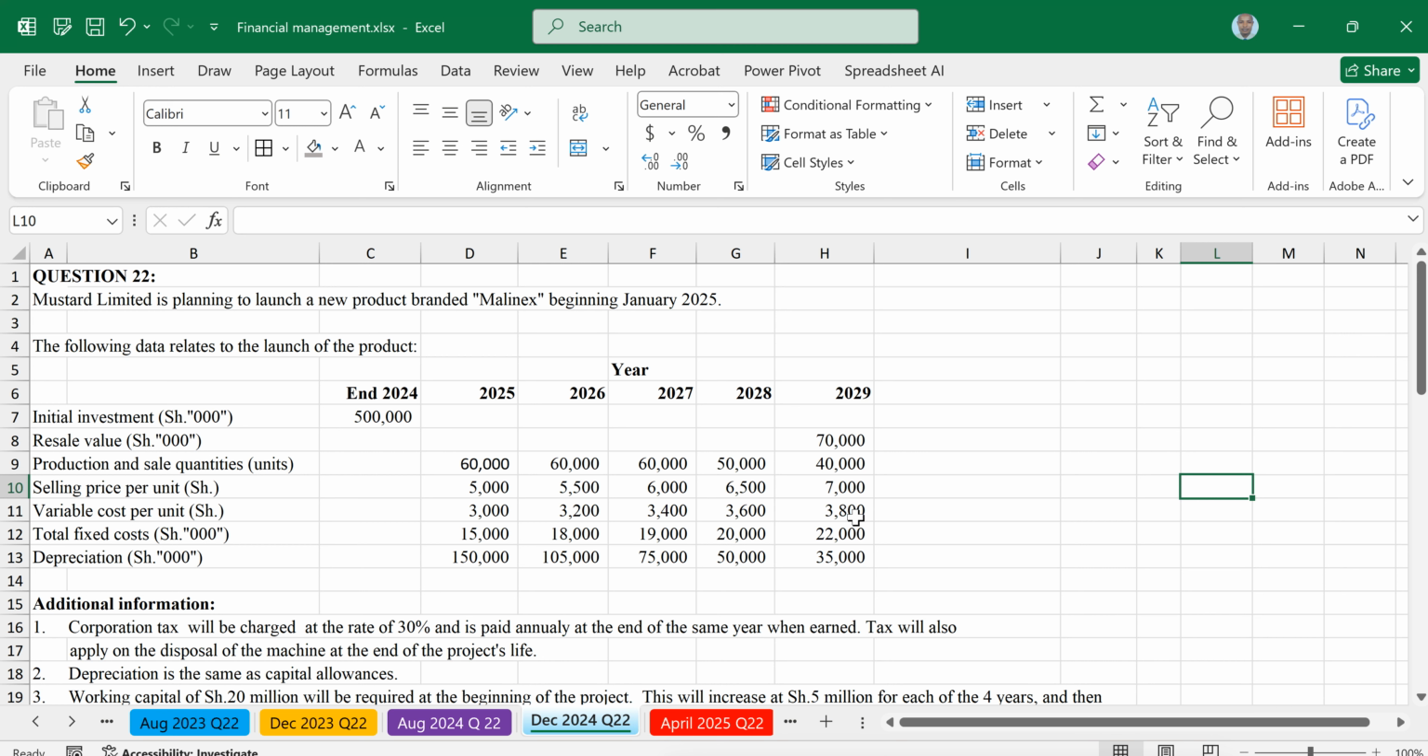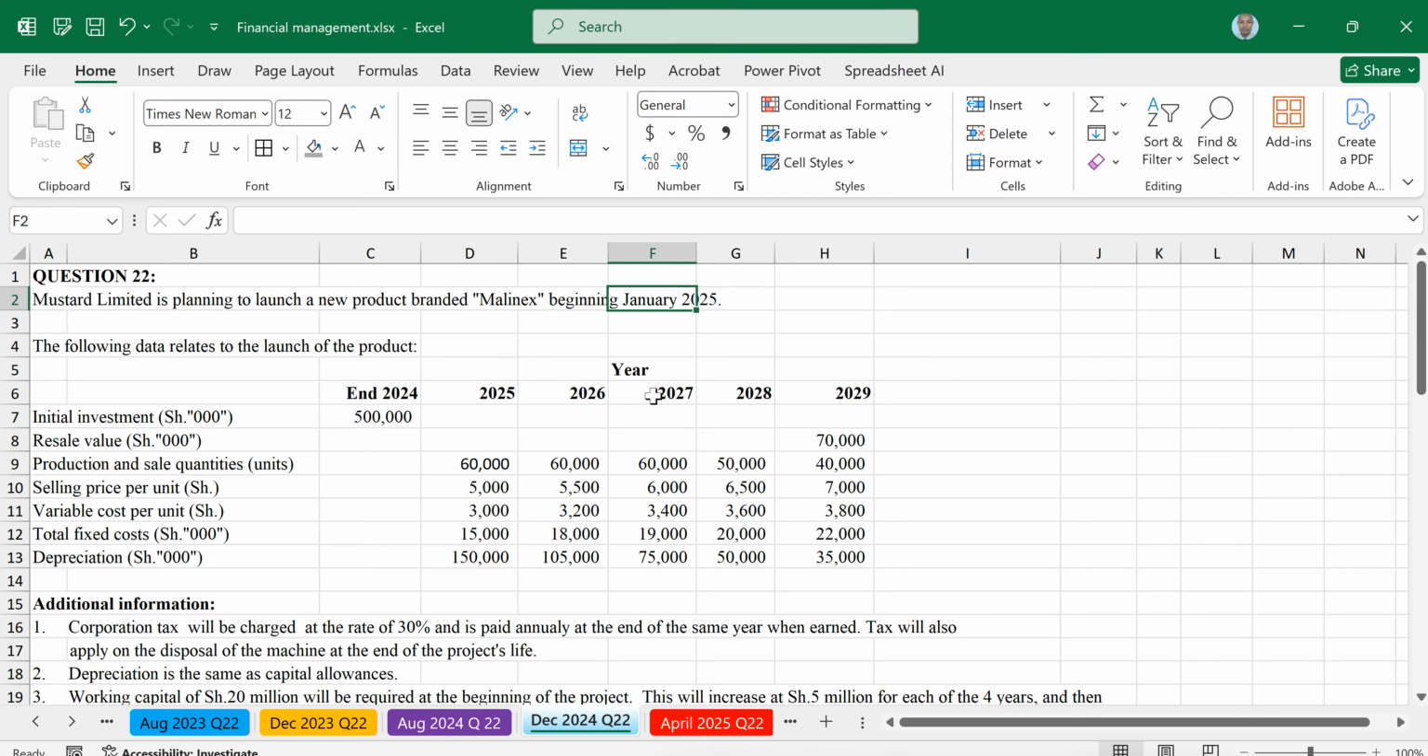Financial management, December 2024, question 22. Mustard Limited is planning to launch a new product branded Malinex beginning January 2025. The following data relates to the launch of the project.